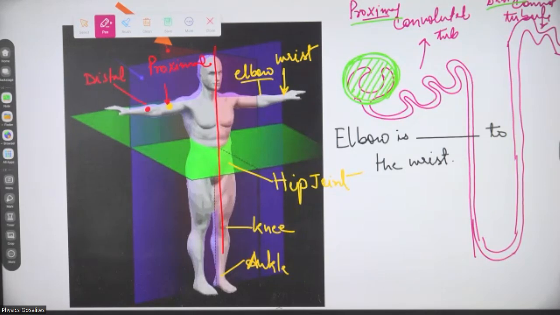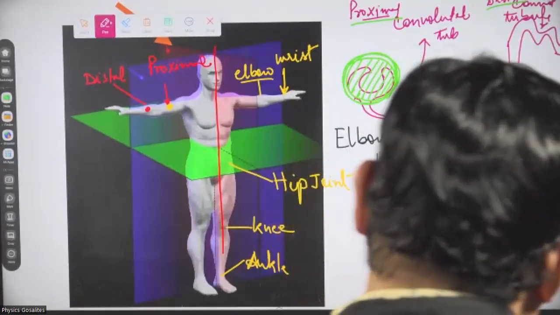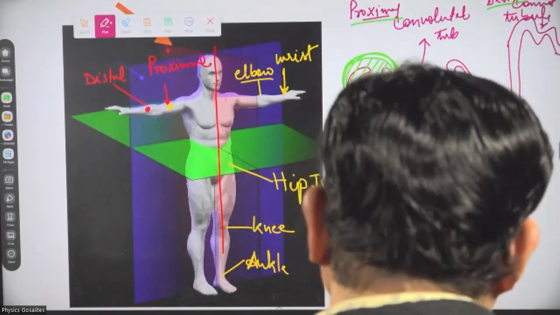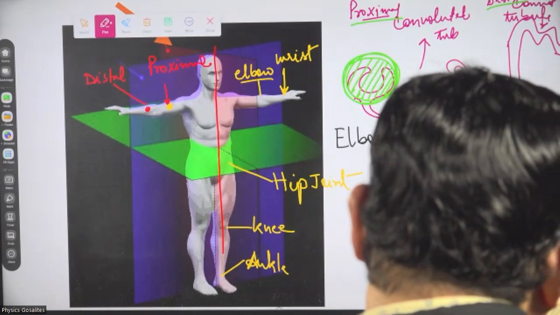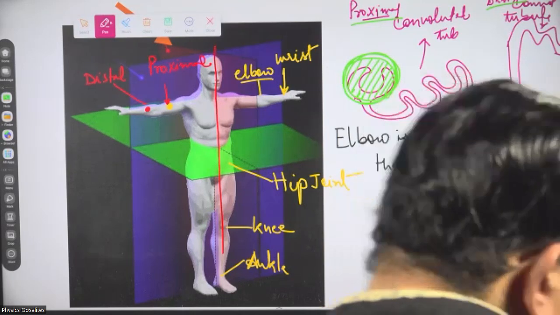The reference point of the anatomical position, when you see the whole body, not any part, is the median plane. When the whole body is taken, the reference point is the median plane. Well, if only the nephron is taken, then the reference point is where you have the Bowman's capsule and the glomerulus inside.